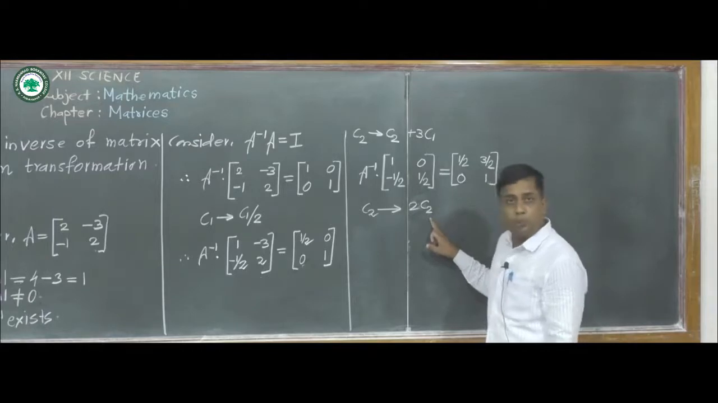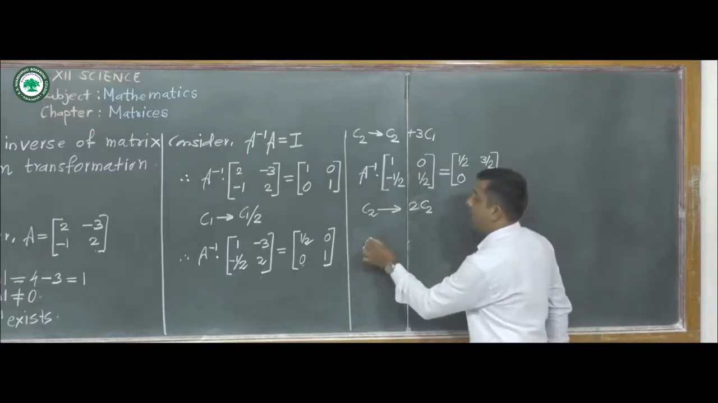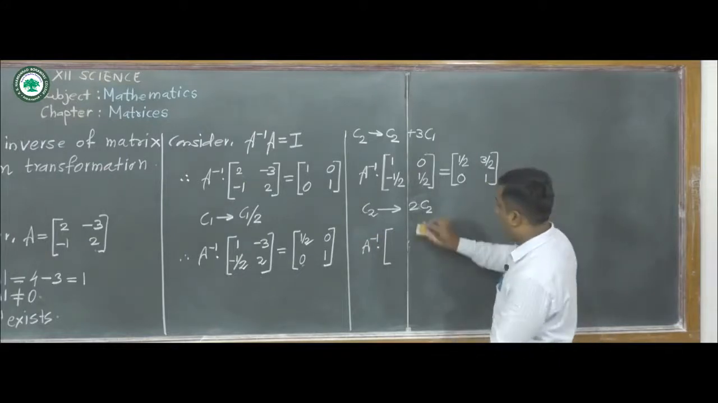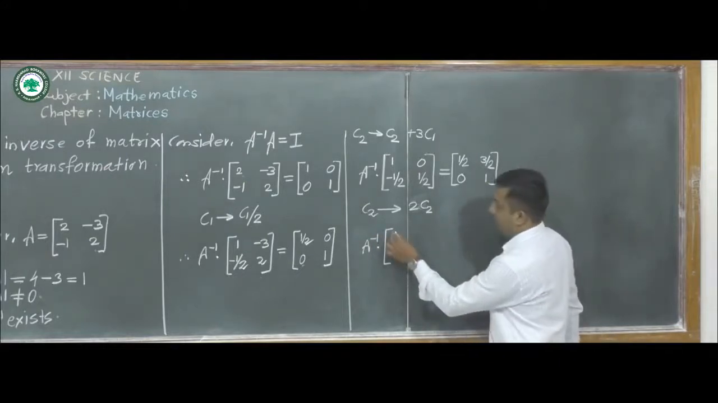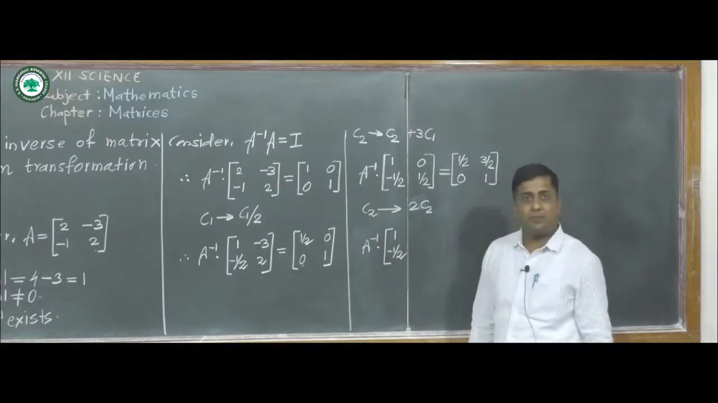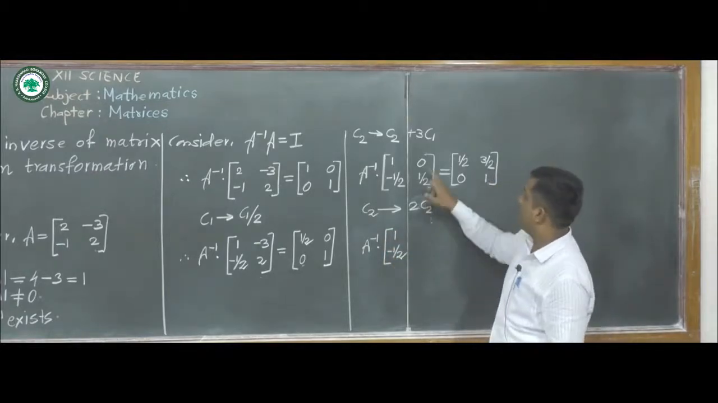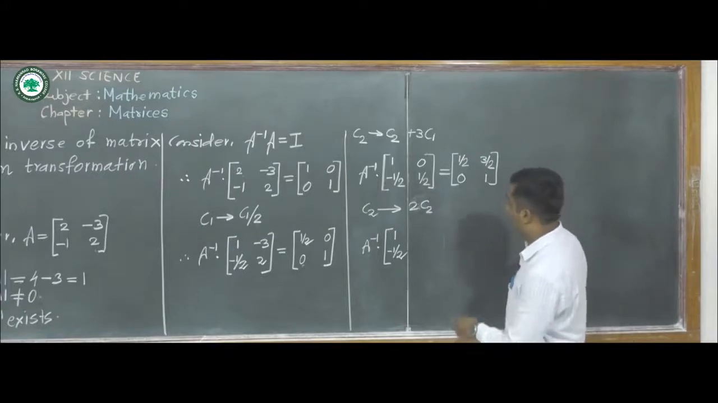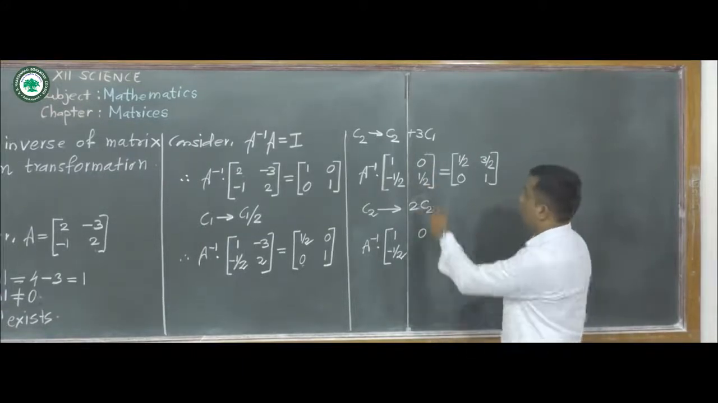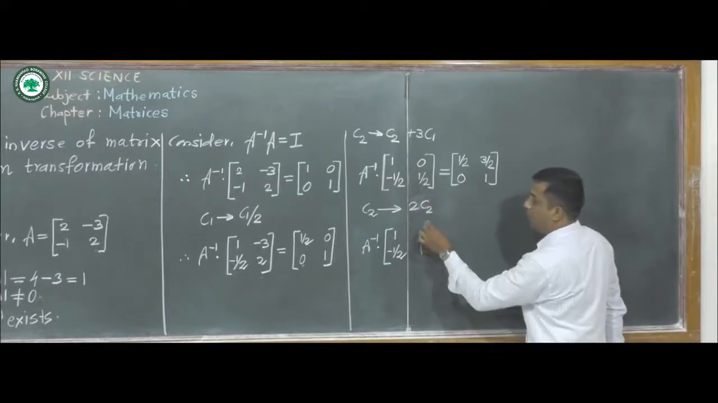by 2. So A inverse, inside the matrix, we keep our first column as it is, that is 1, minus 1 upon 2 as it is. Now we multiply each element of column second by 2. We know 2 into 0 is 0. We know 2 into 1 upon 2 is 1.